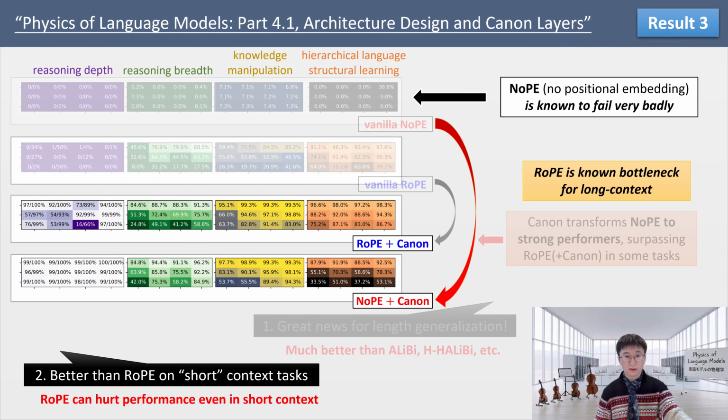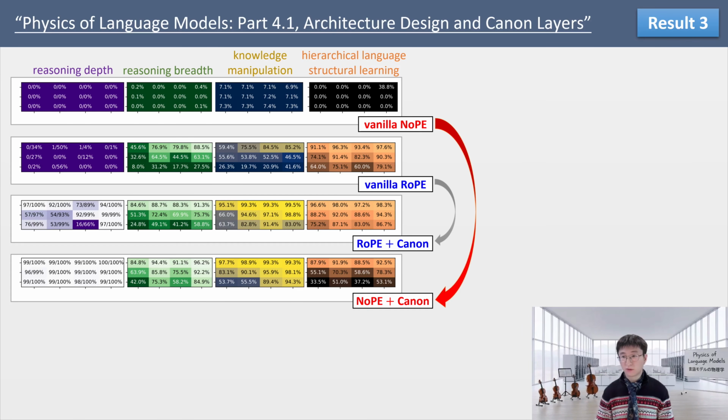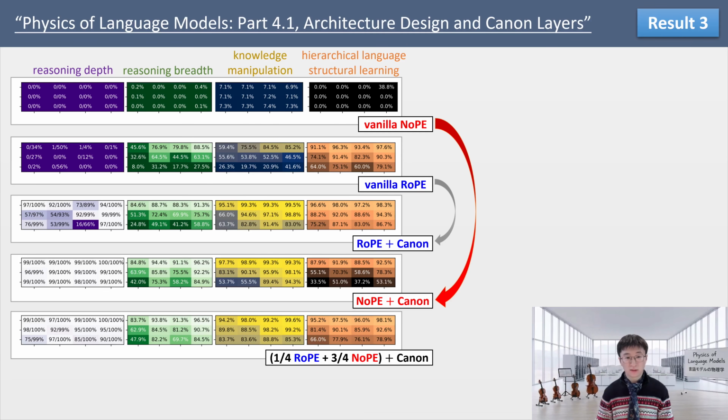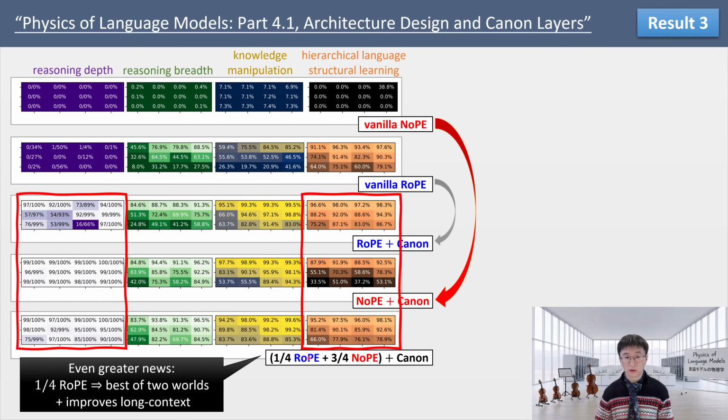So now with all of this information, a very natural choice to study next is how about combining both, right? How about, say, performing just 1/4 of RoPE, but 3/4 of NoPE, plus Canon. This turns out to get really the best of both worlds. You get the good performance of NoPE, and you also get the good performance of RoPE for the structure learning task, and it's also going to improve the model's performance on long context information retrieval, for instance.